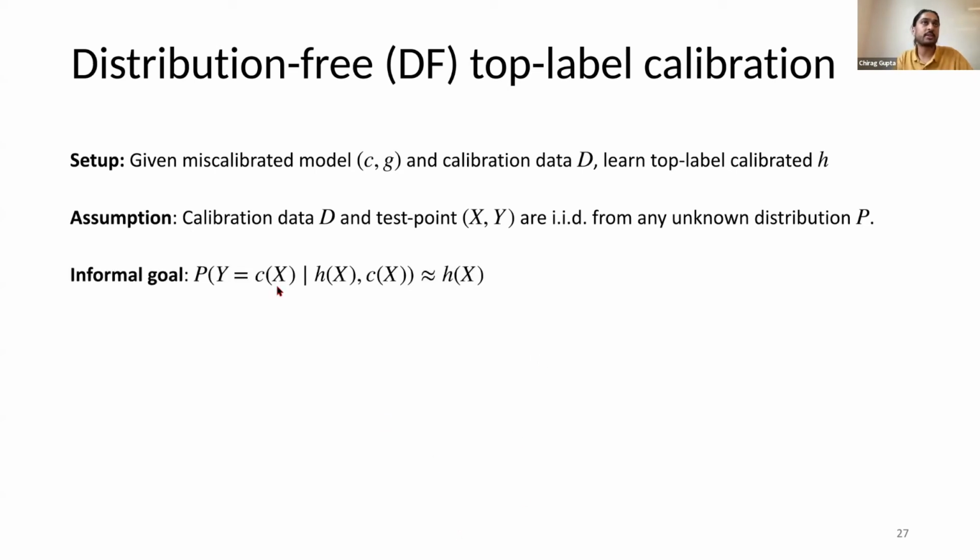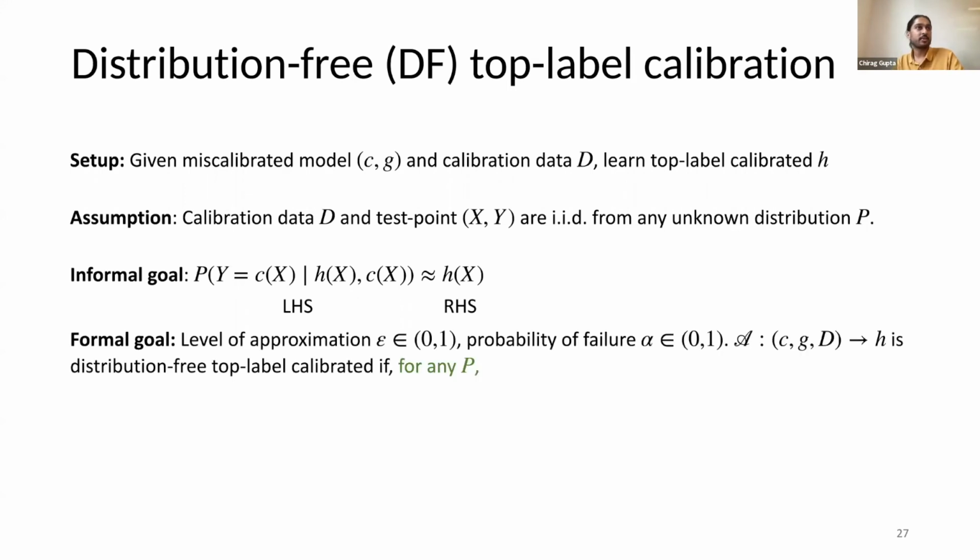The informal goal is top label calibration, where you want approximately these two things to be equal. To define that formally, I'm going to call the left thing the LHS and the right thing the RHS. Formally, suppose you have some tolerance epsilon between the LHS and RHS, and some probability of failure alpha, which is something small like 0.1. Then an algorithm A, which takes G and D and gives you H, is distribution-free top label calibrated if, for any data generating distribution, with high probability, so with probability 1 minus alpha, the LHS and the RHS are epsilon close.